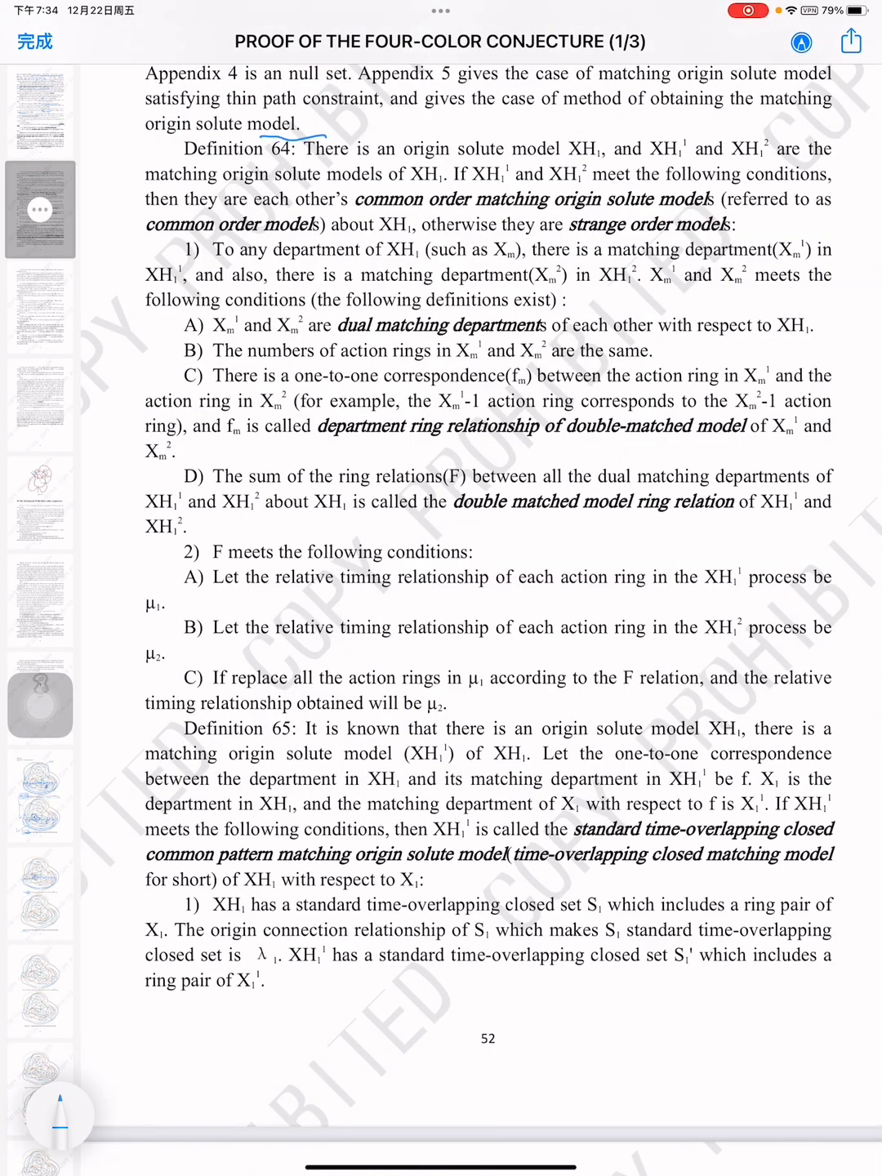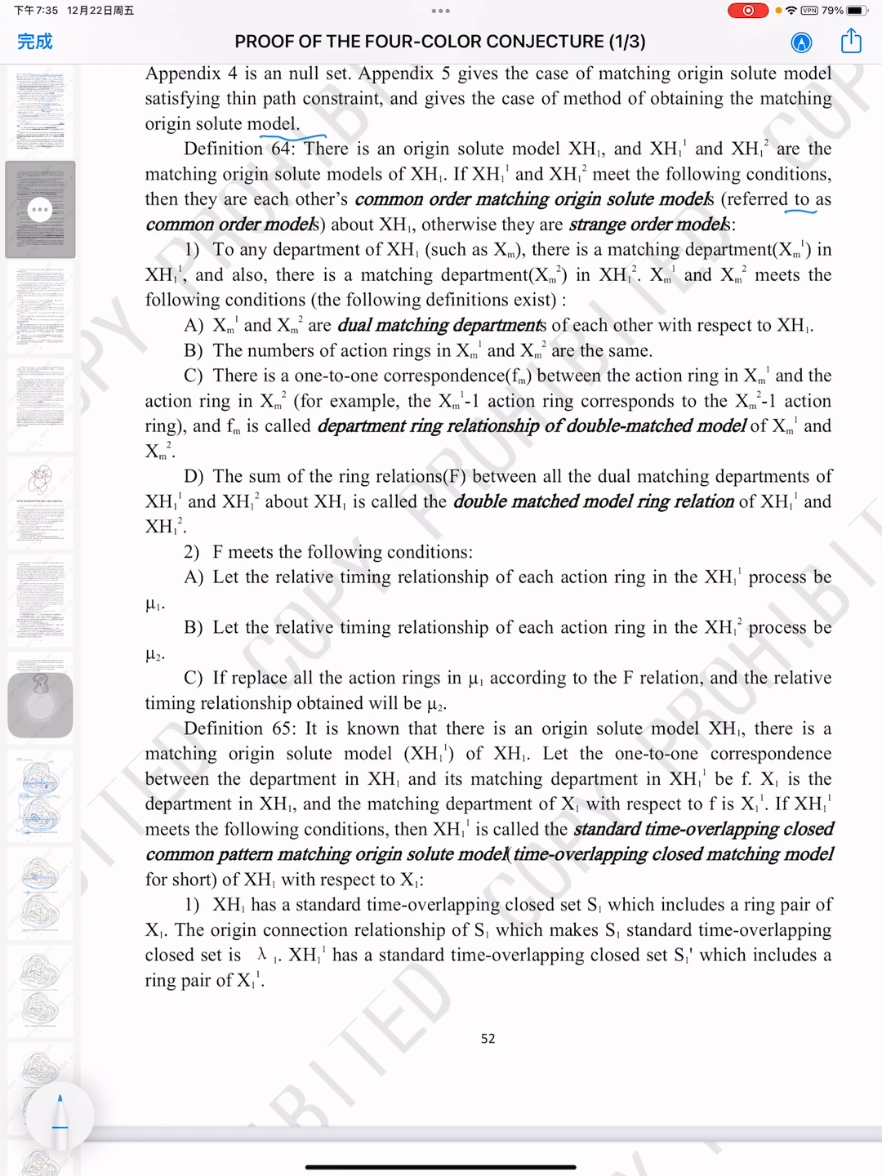Definition 64. There is an origin solution model XH1, and XH11 and XH12 are the matching origin-solute models of XH1. If XH11 and XH12 meet the following conditions, then they are each other's common order matching origin-solute models, referred to as common order models about XH1. Otherwise, they are strange order models.